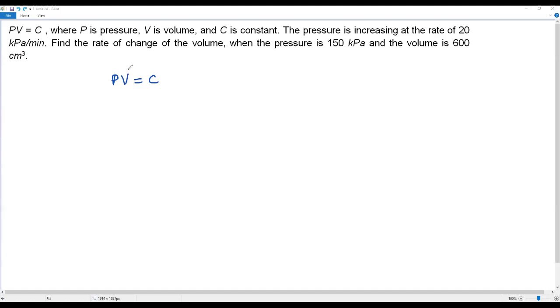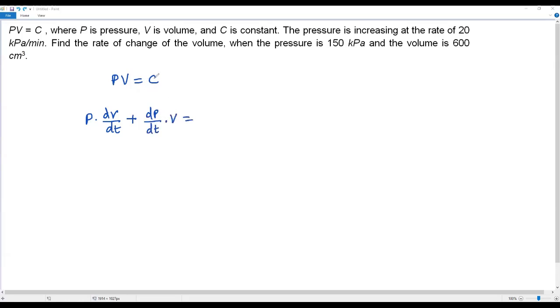When I find the derivative on the left side, here we have a product of two variables. Whenever I want to find the derivative of a product of two variables, I have to use the product rule. I keep the first variable P as it is, and take the derivative of the second variable V with respect to time, which gives dV/dt. Now I take a positive sign, and then the derivative of the first variable with respect to time, which gives dP/dt, keeping the second variable V as it is.